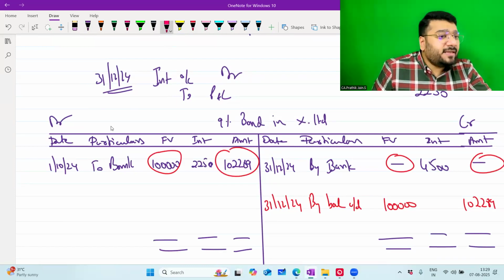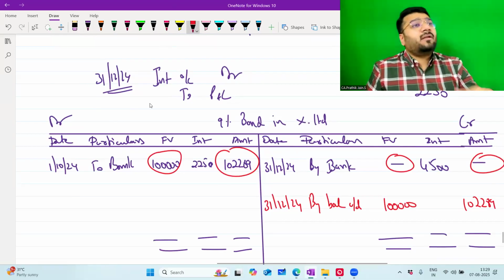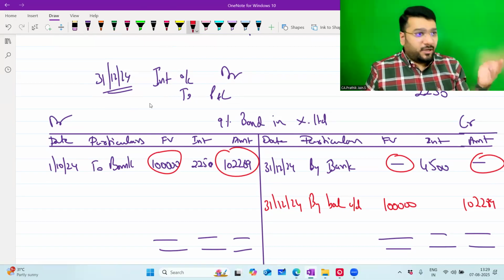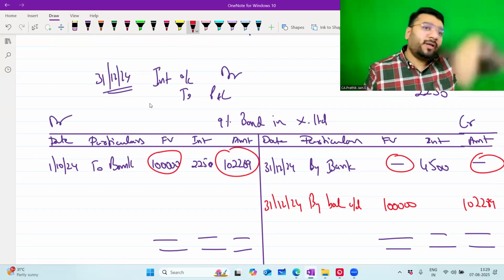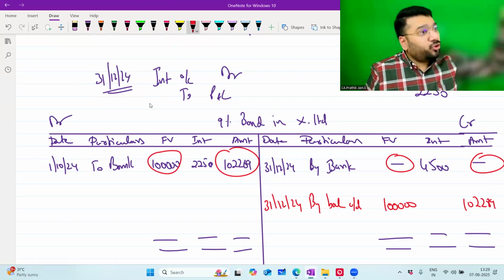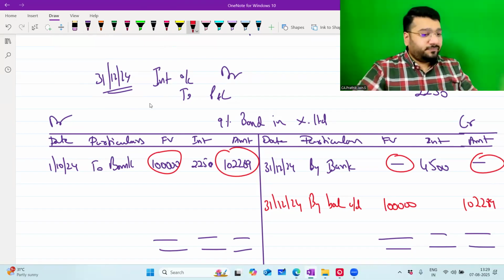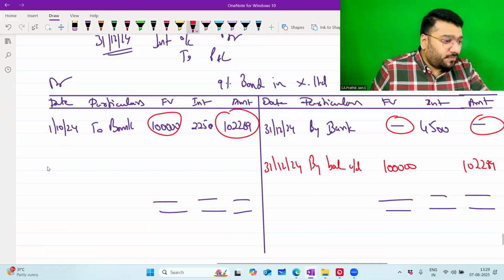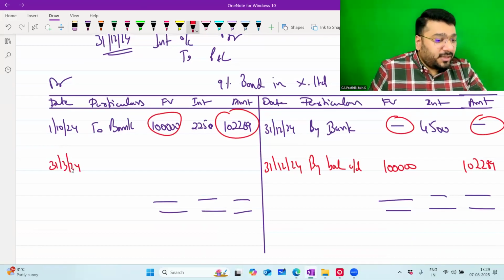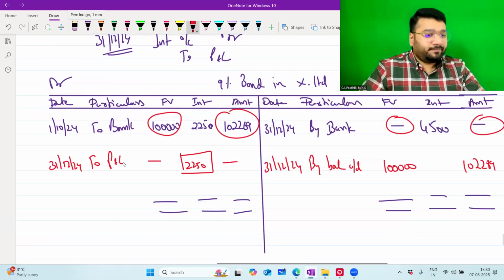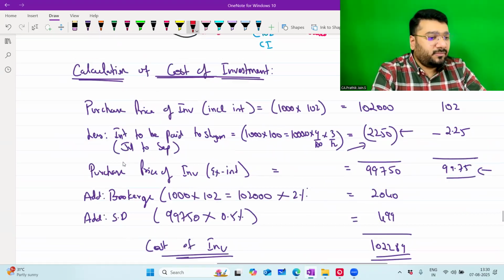Interest will come on the opposite side. Always income is going to be positive here. It will never happen that you have to pay more and earn less. Not possible. Can you foresee a situation where you'll pay Sham more than what you get from the company? Whatever you're going to get from the company, only that part you're going to pay to Sham. So 31/12/24, to P&L. How much? 2,250. That's all, people. This is the concept of cum interest.